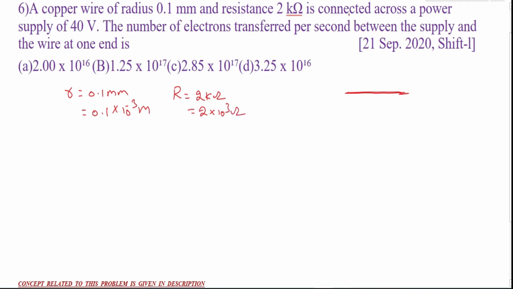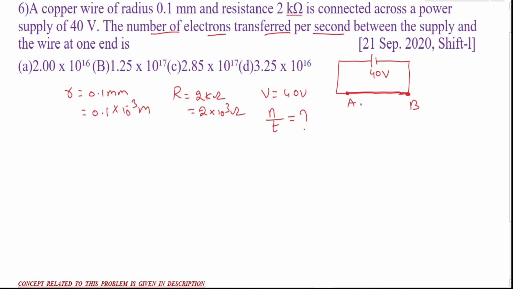Now this wire, if I take this as the starting point and this as the ending point, AB is a wire. Now this wire is connected to a power supply, that is to a battery, which gives a potential of 40 volts. So potential V is equal to 40 volts. Now what you have to calculate? You have to calculate the number of electrons transferred per second, that is, N by T.